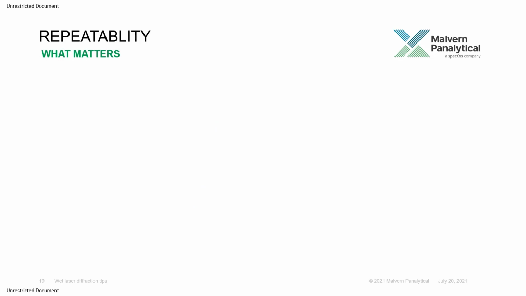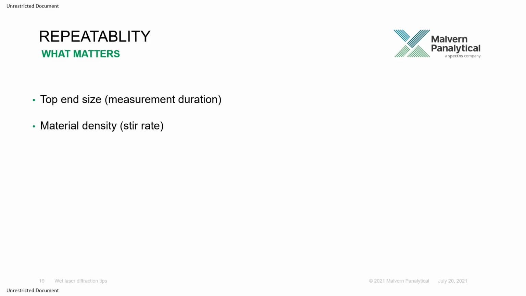To recap, to improve repeatability, you need to consider the top end size, which will influence the measurement duration, the material density, which will influence the choice of stir rate, and the dispersion state. If the material wets poorly or it aggregates, you need to add surfactants or stabilizers or sometimes both to improve stability.